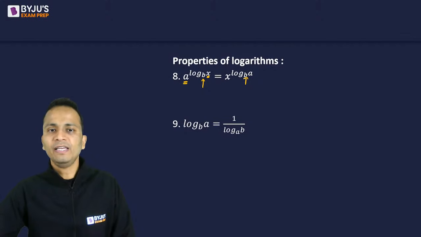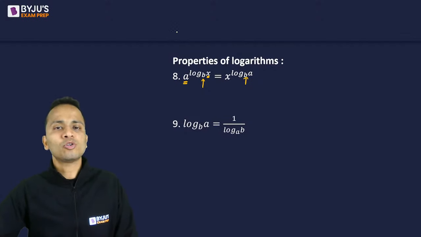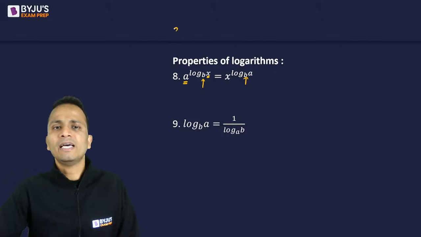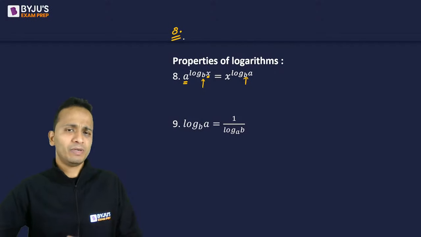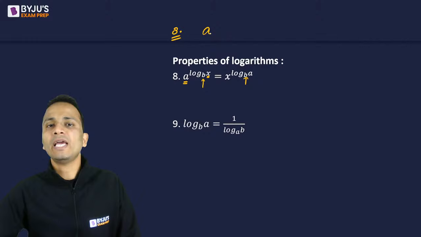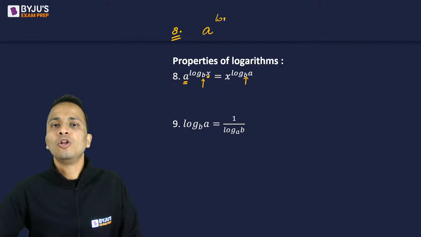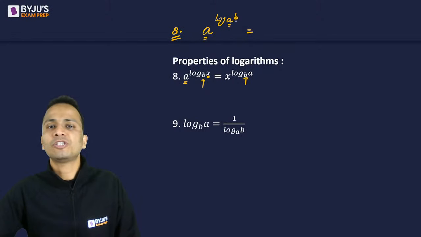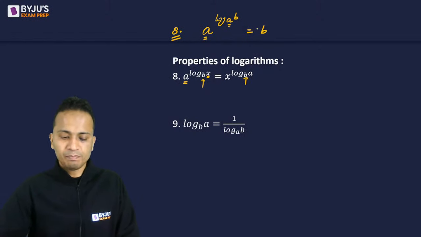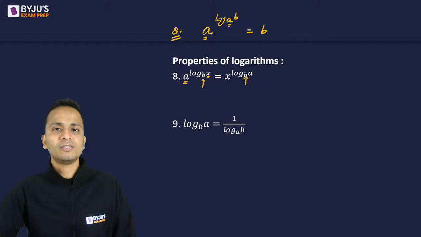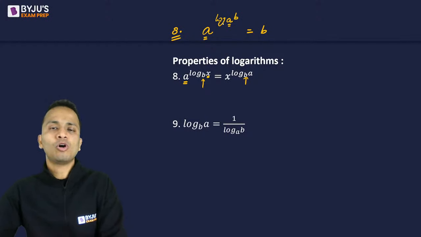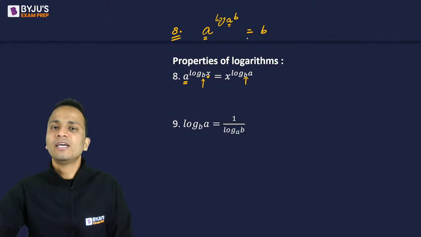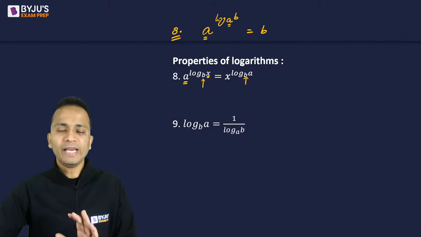All right, fine. From here you can also write one more property. I'm writing one more property, the eighth property you already know. So a raised to the power log of, let's say, b to the base a. If this base and this base are the same, then this entire expression can be written as b. So a raised to the power log of b to the base a will be equal to b, right?